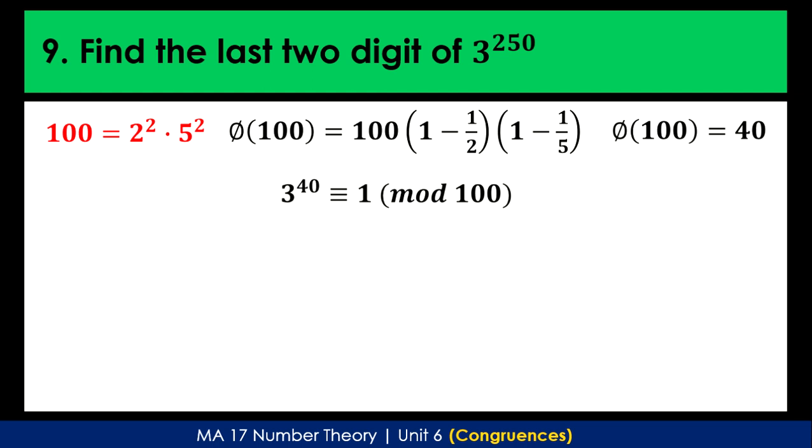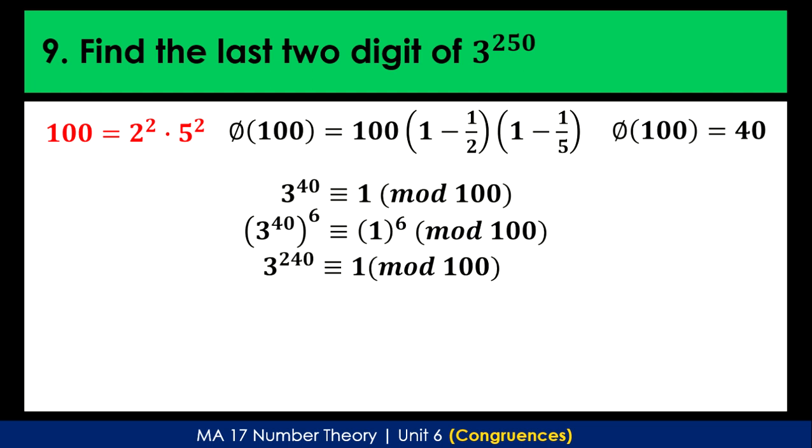Since we need 250 as our exponent here, let's raise it by 6. So 3 raised to 40, raised to 6, is congruent to 1 raised to 6 modulo 100. And 1 raised to 6 is 1. So 3 raised to 240 is congruent to 1 modulo 100.